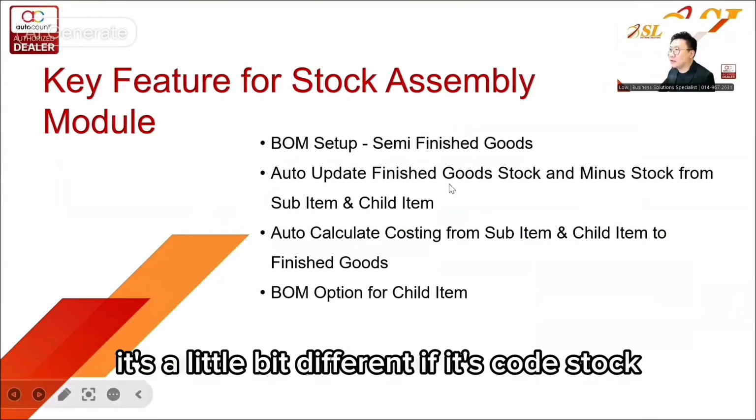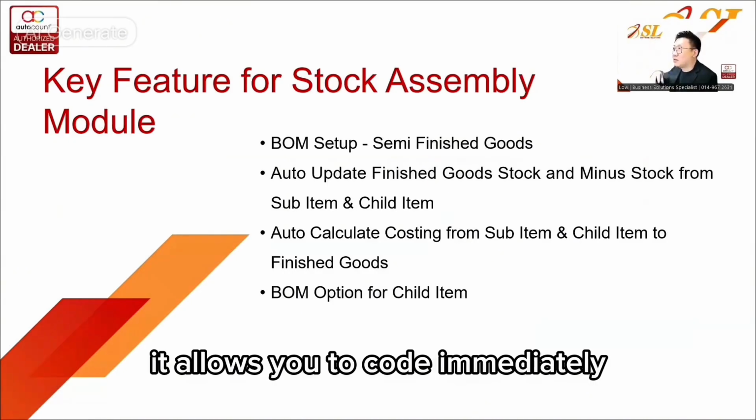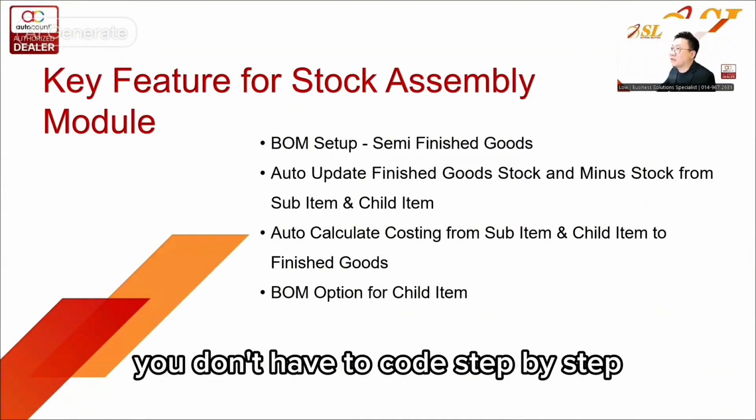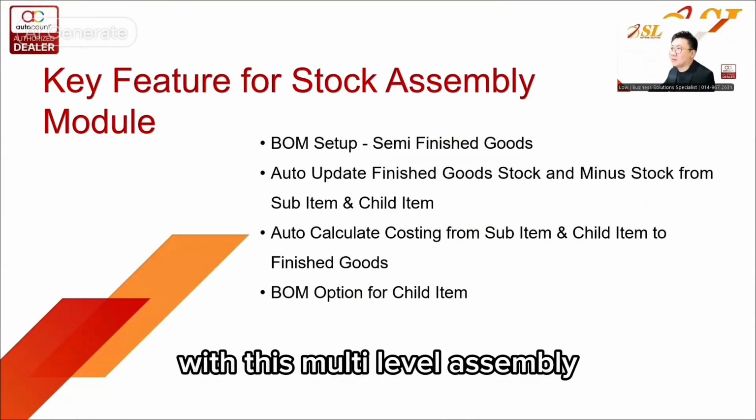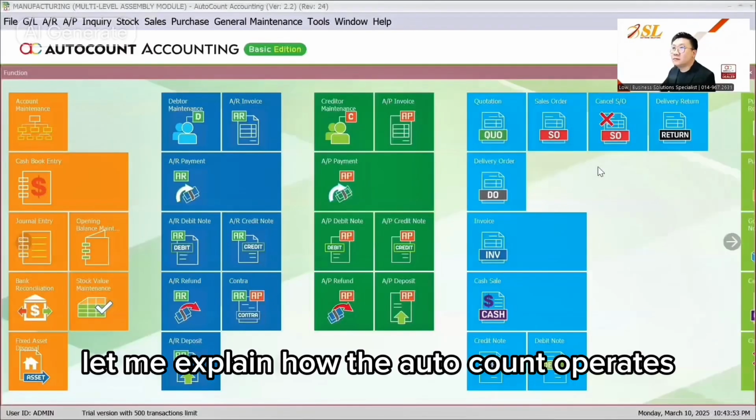If it's called stock, it can also immediately code the sub-items. It allows you to code immediately. You don't have to code step by step. The stock doesn't need that. With this multi-level assembly, it can save and skip. Without further ado, let me explain how the AutoCount operates.